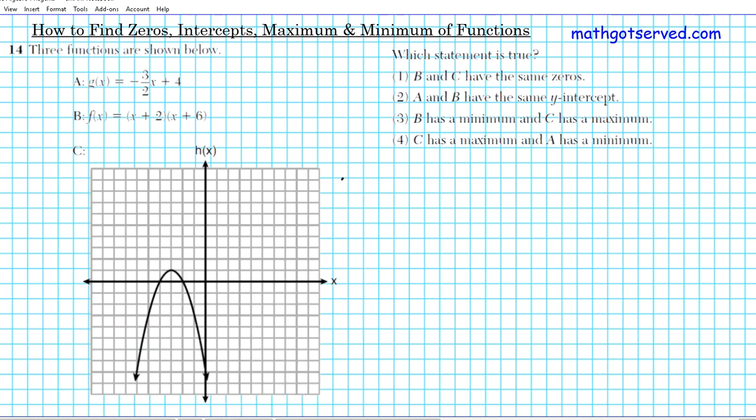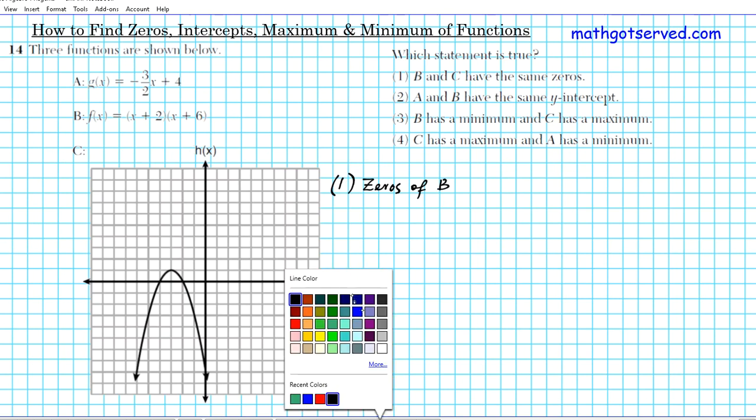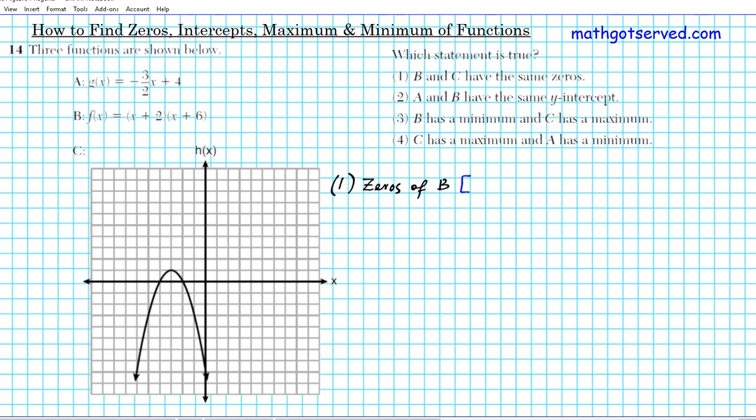Now, the first one, option 1, it says B and C have the same zeros. So we're looking at B and C, our quadratic functions here, and then it says both of them have the same zeros. So let's start with option B. We want to find the zeros of function B. How do you find the zeros of a quadratic function? To find the zeros of a quadratic function in algebraic form, what you do is you set that function equal to 0 and solve. Alrighty?